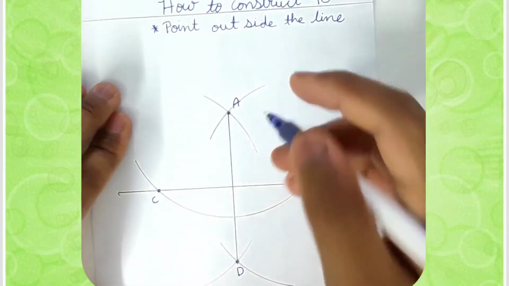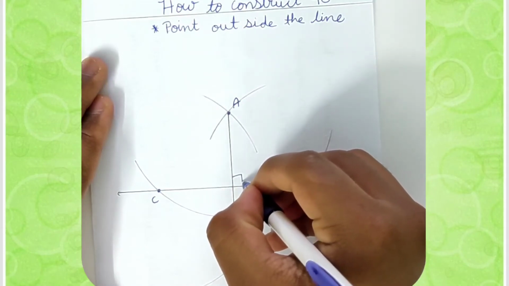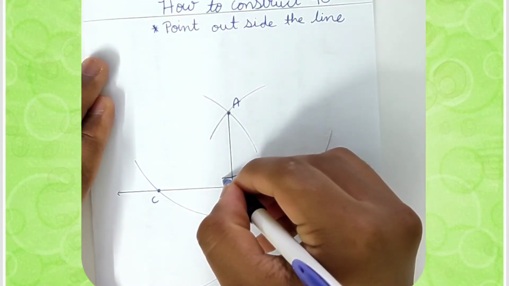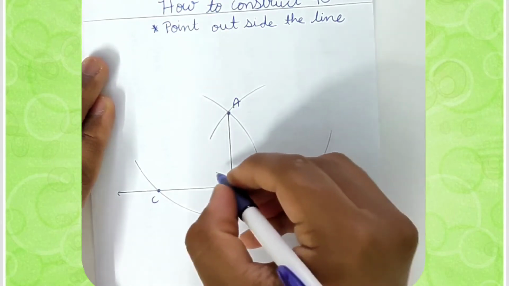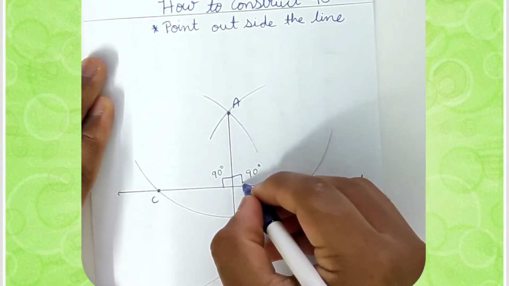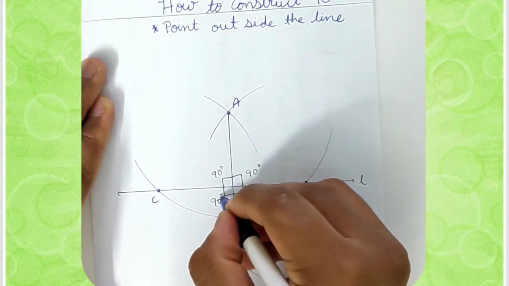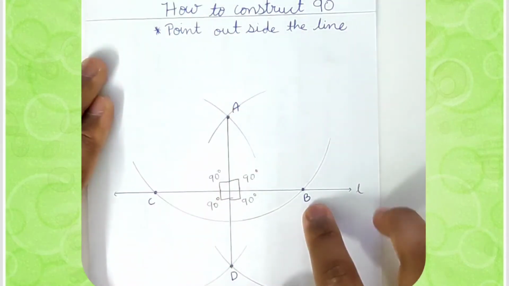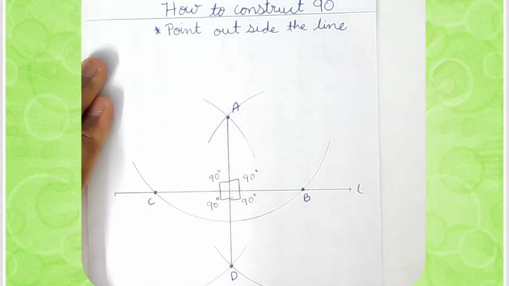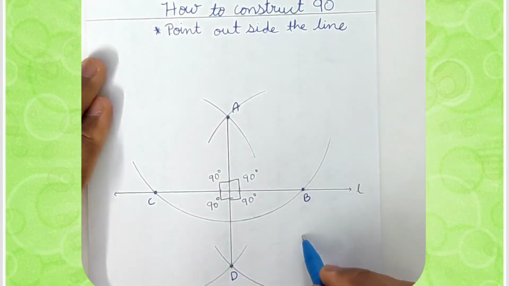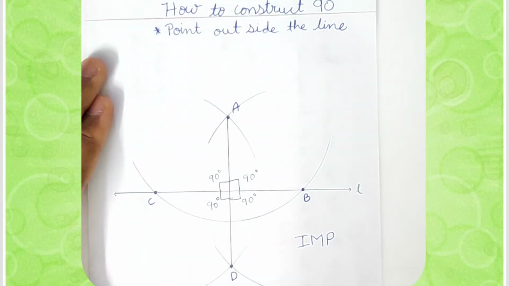From joining the line AD, we get 4 right angles. That is 4 right angles in the first quadrant, second quadrant, third quadrant and fourth quadrant. So AOB and AOC are 2, BOD and COD are 2. It is very important. You will get this question in the examinations.